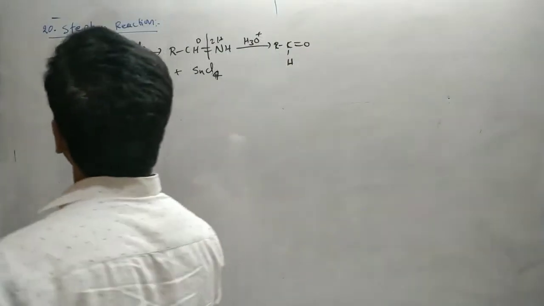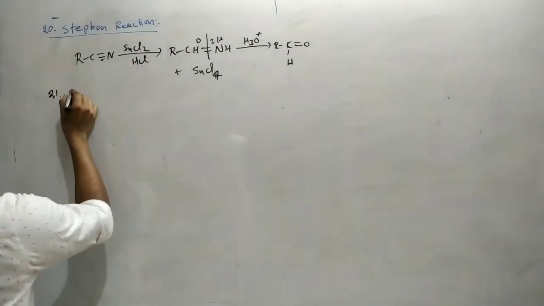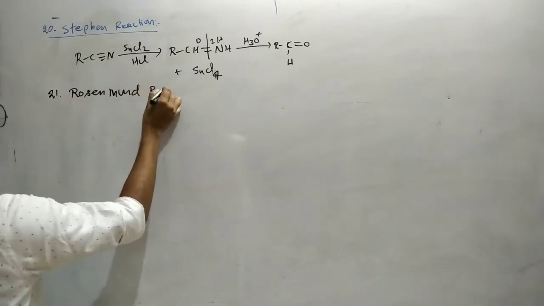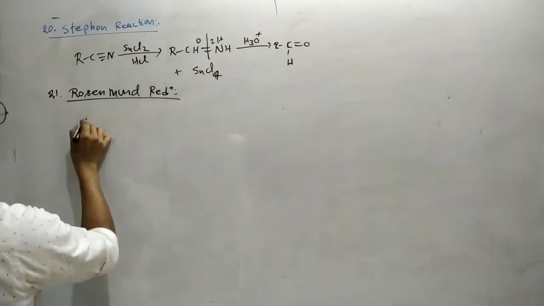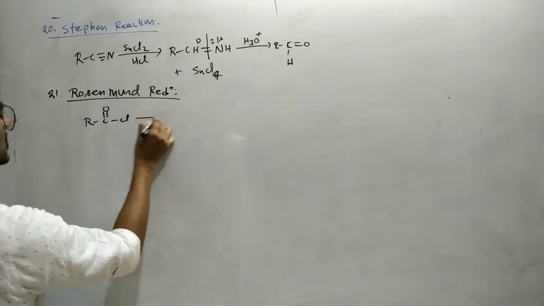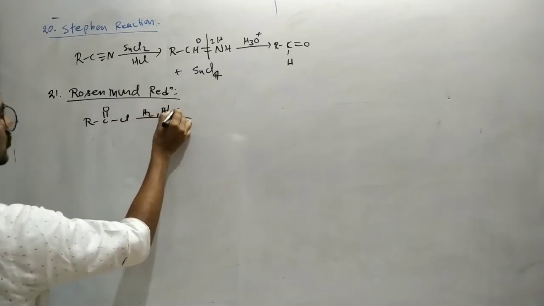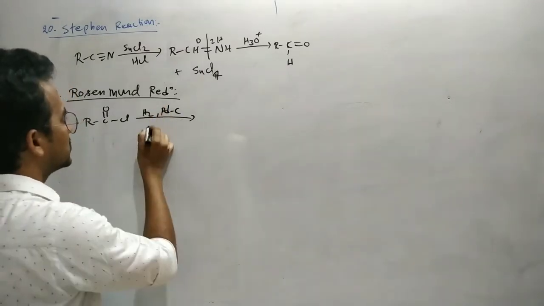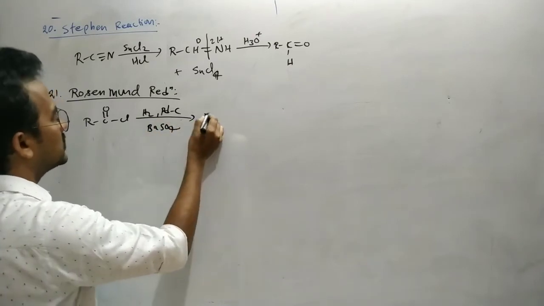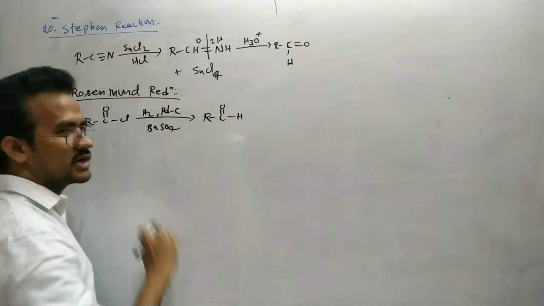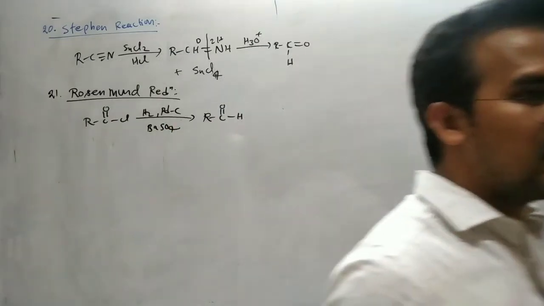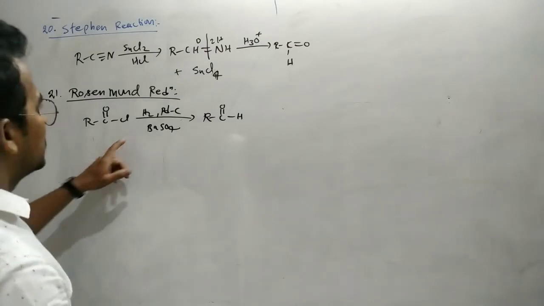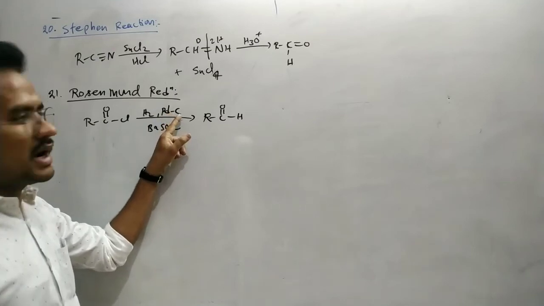Okay, that's it. Next, one more reaction, the Rosenmund reduction. In the Rosenmund reduction, acid halides are converted into aldehydes by reacting with deactivated palladized charcoal, that is, palladium on barium sulfate. RC double bond O, X. It is a partial reduction of the acid halides. Acid halides are converted to aldehydes by reacting with Lindlar's catalyst, which is a deactivated palladized carbon.